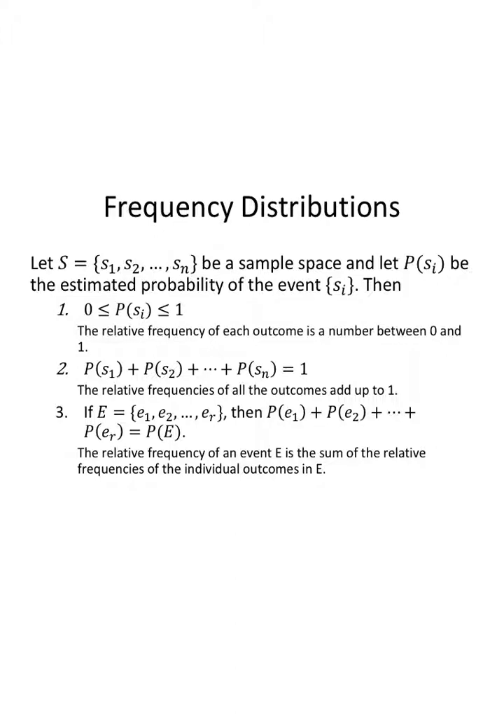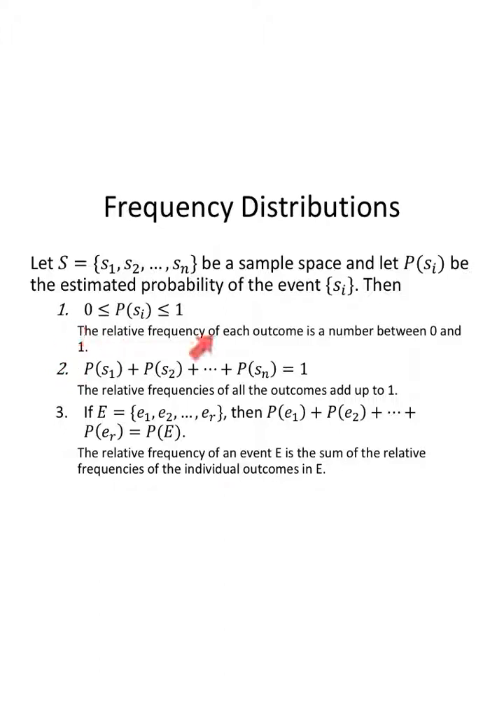Frequency distributions. Let S consist of the sample space marked by S1, S2, and so on up to Sn. The notation P of Si is the estimated probability of a single event Si. For example, maybe my sample space is 1, 2, 3, 4, 5, 6, all the different number of dots that could be facing up when I roll a standard 6-sided die. P of Si is the probability that I roll 2. Maybe 2 is what I want, so probability of rolling a 2.